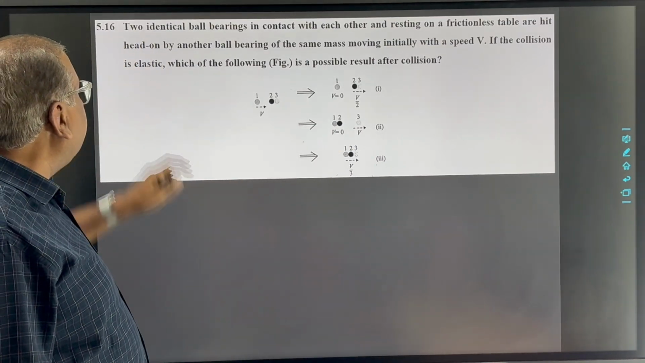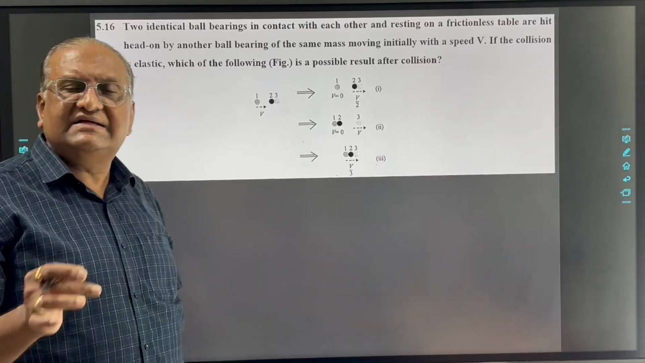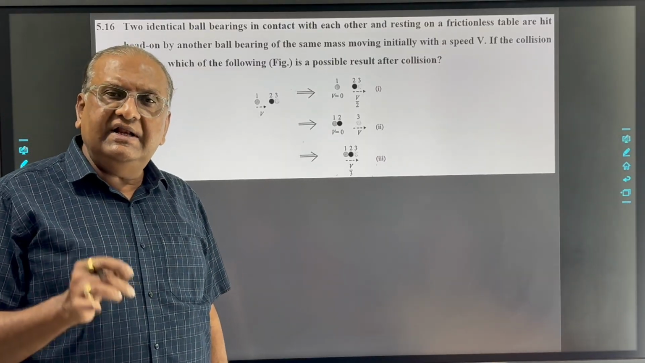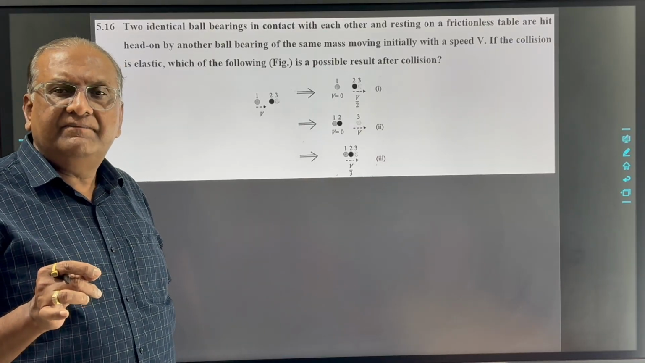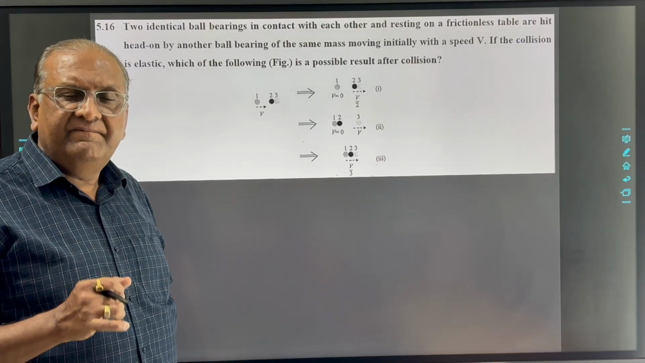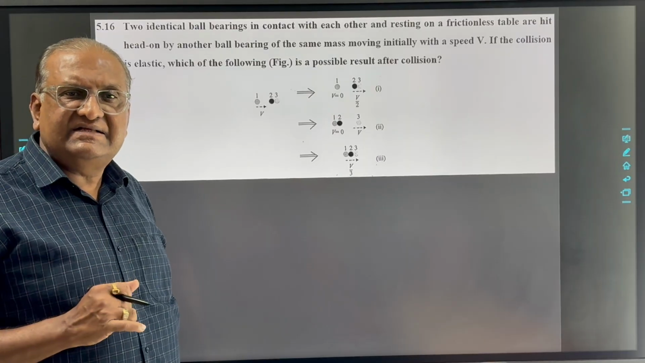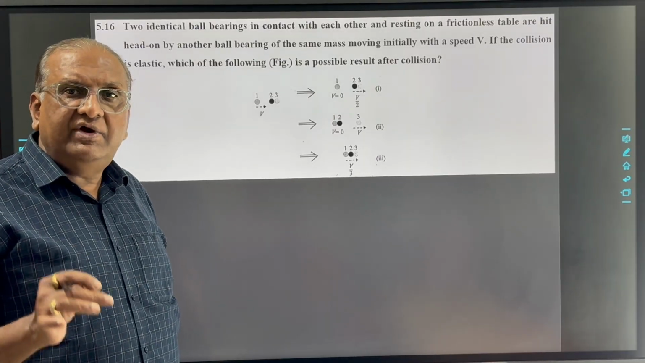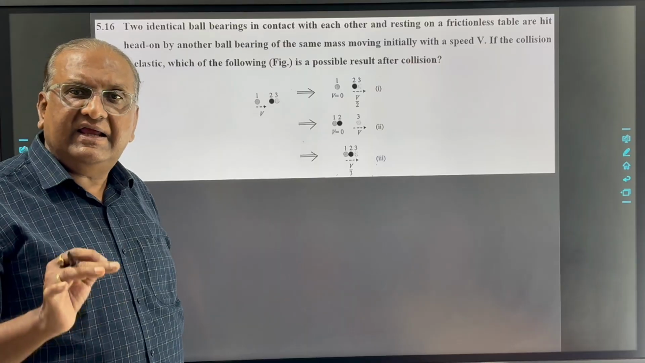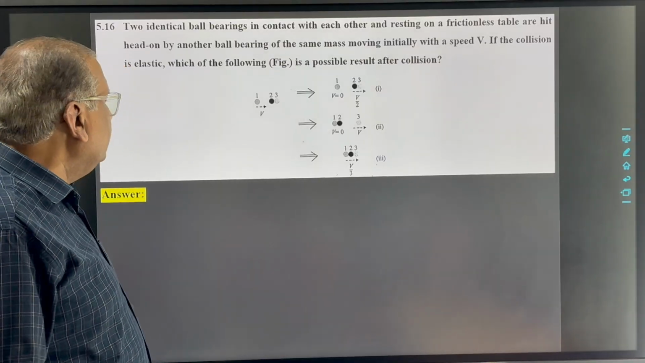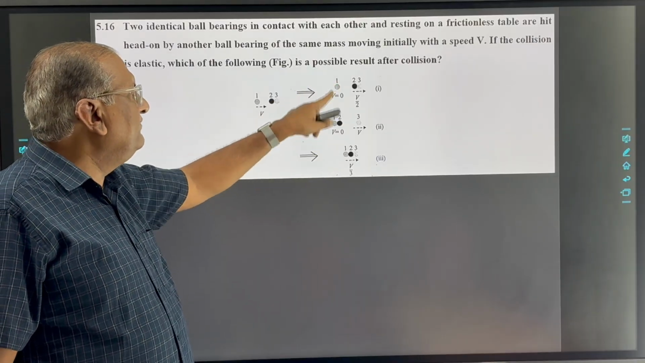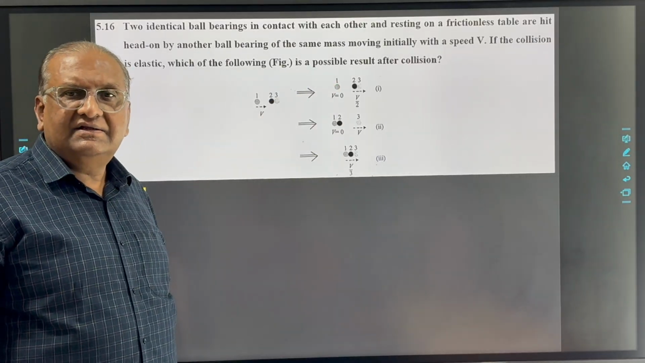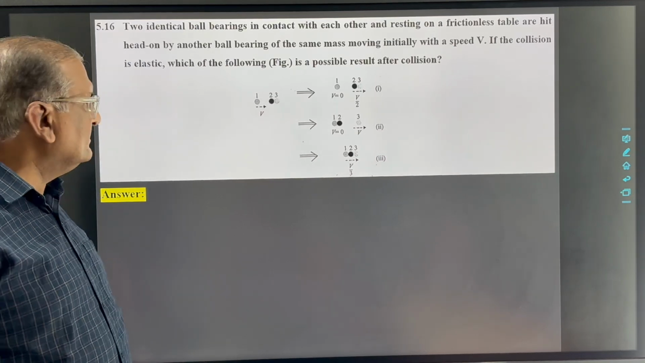So here it is given to you that the collision is elastic. In an elastic collision we know that the kinetic energy after collision and before collision remains the same. It implies that during an elastic collision the kinetic energy is conserved. So we have to check out of these three figures for which collision the kinetic energy is conserved.